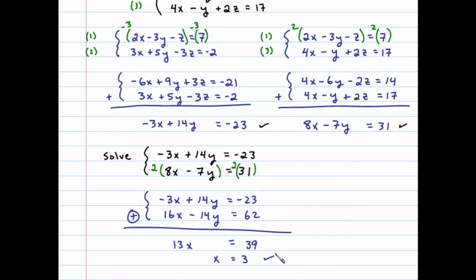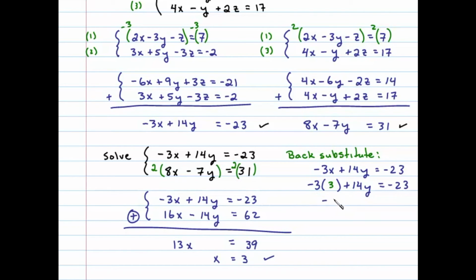Now at this point, we begin the process of back substitution. Here we'll substitute x into this first equation of this system here. Substituting x is equal to 3, we have negative 9 plus 14y equals negative 23. Adding 9 to both sides, we have 14y equals negative 14. And then dividing by 14, y then equals negative 1.